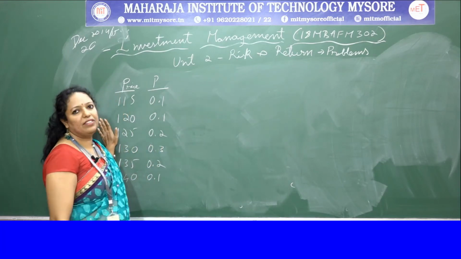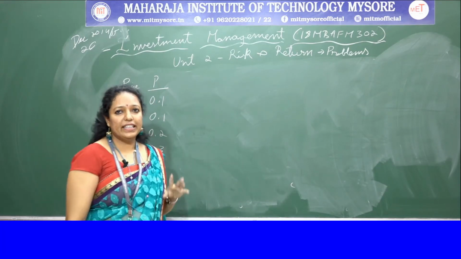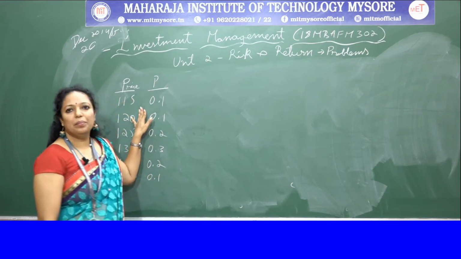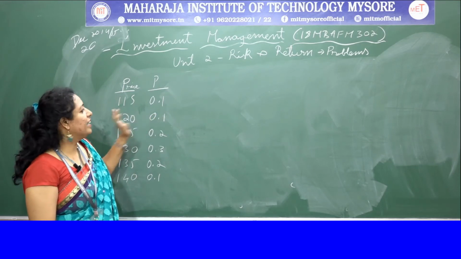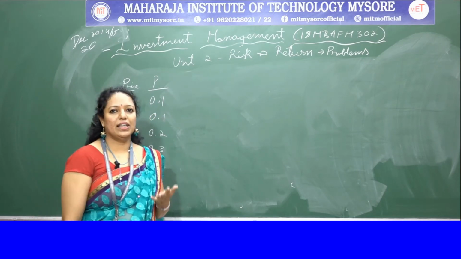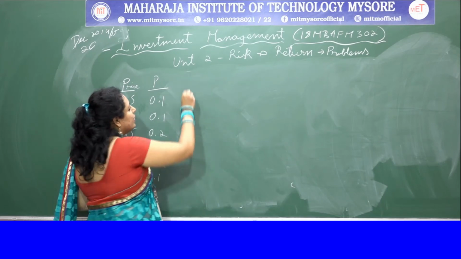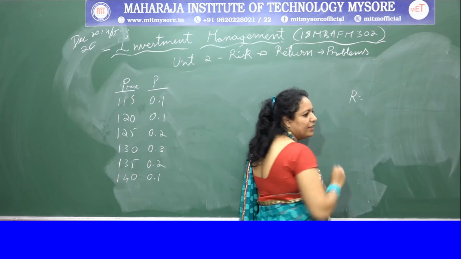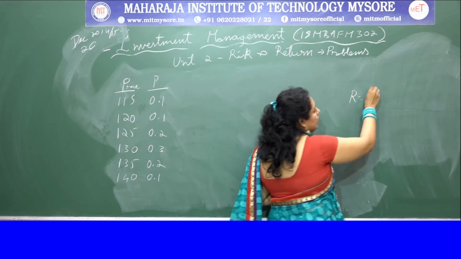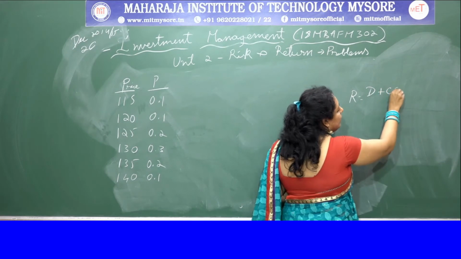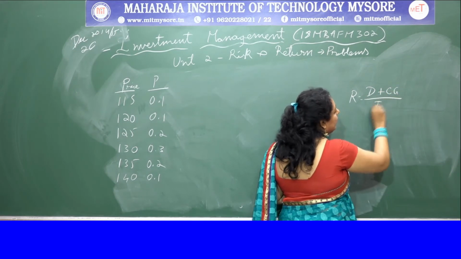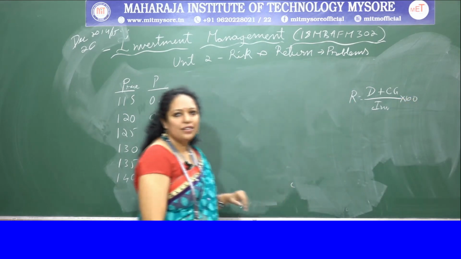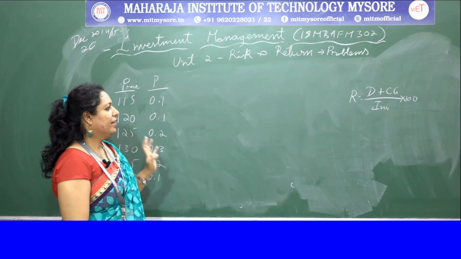So let's discuss about the problem. Here one thing you have understood, they have not given the return. What have they given? They have given the prices. So when they give the prices, we have to calculate return. To calculate return, you know the formula. I'll just write it at the end here. To calculate the return, the formula is dividend plus capital gain divided by investment into 100. Okay, so this is the formula.